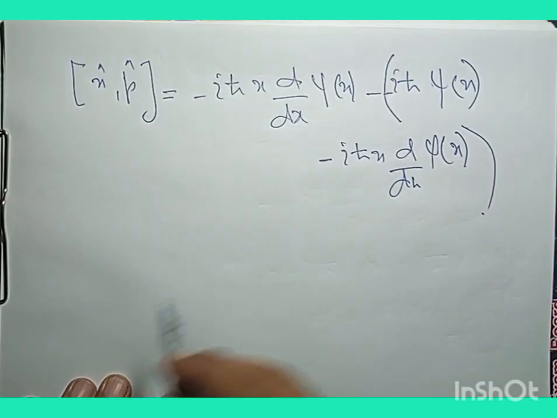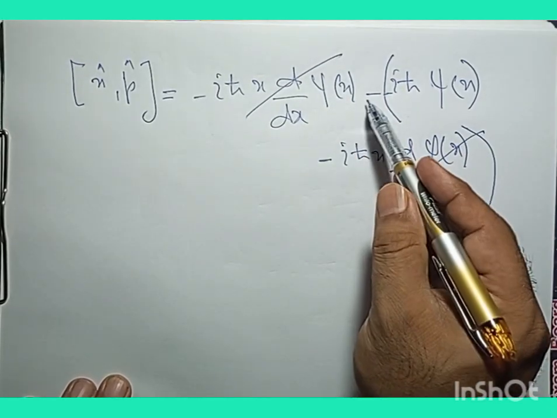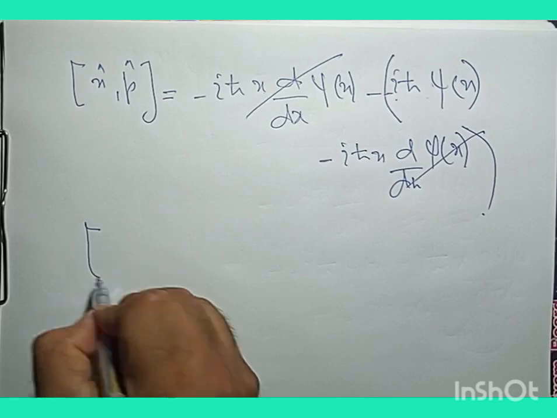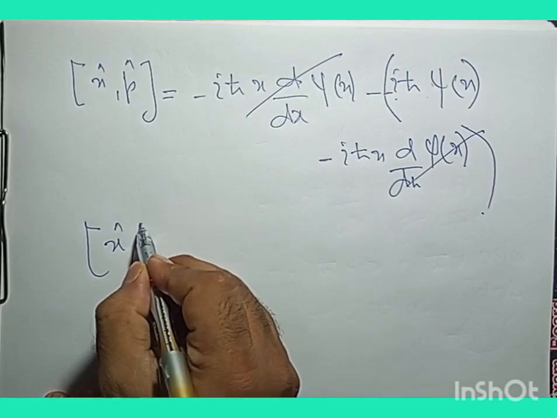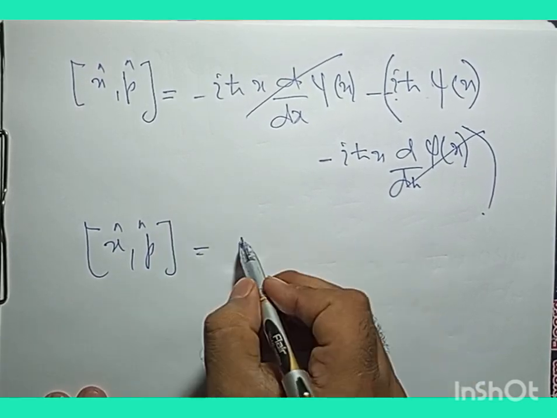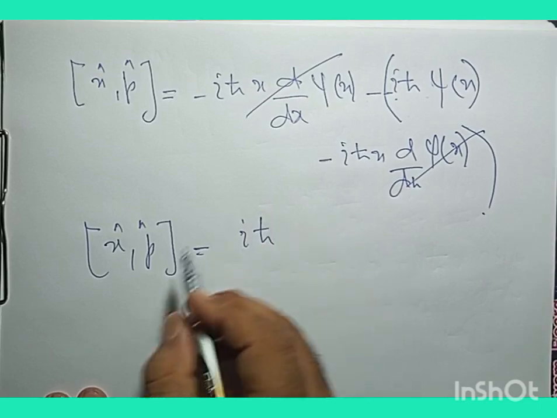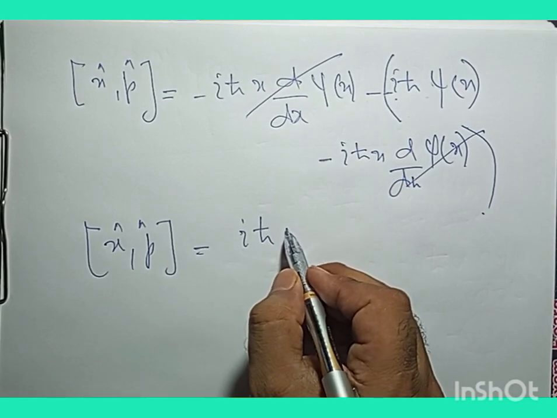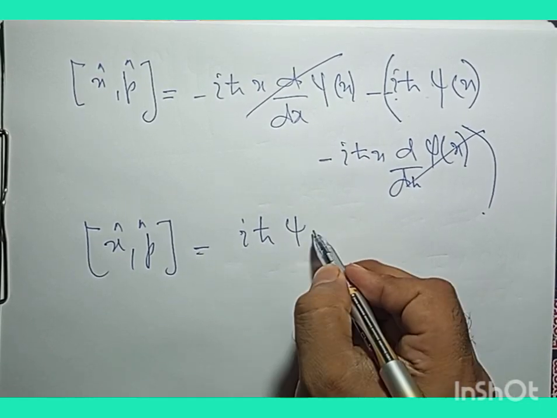And we can clearly see that this term and this term will cancel. This is minus minus, this will give us plus. So the commutation between x and px will give us iħ psi of x.